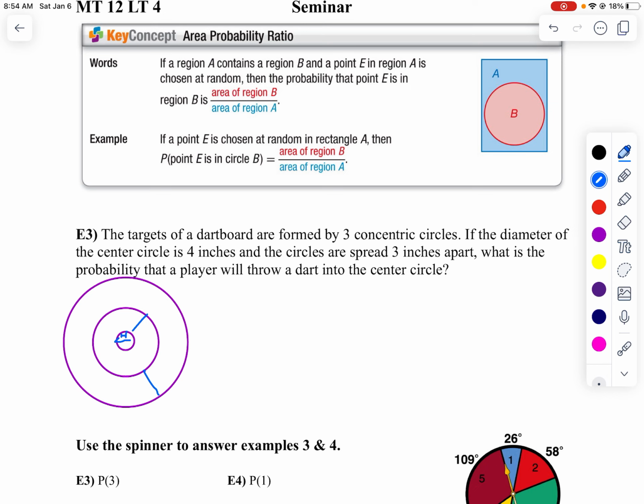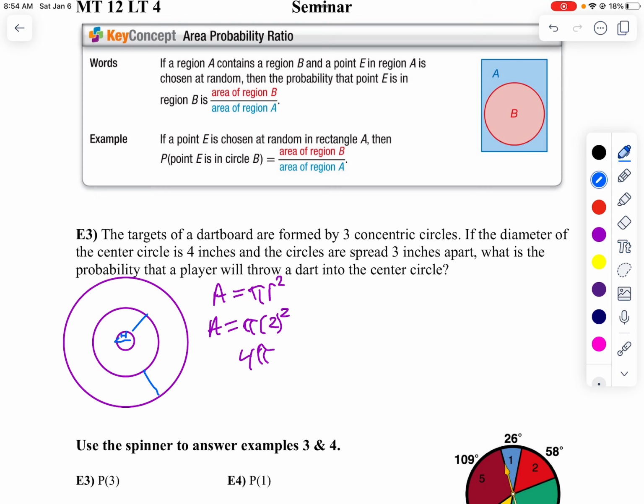Let's find the area of our center circle. So the area of our center circle is going to be pi times r squared. Didn't write my pi there. Let me redo that and put the pi in there. And notice my diameter is 4, so that means my radius is 2. So it'll be pi times 2 squared, or 4 pi. That's my favorable outcome.